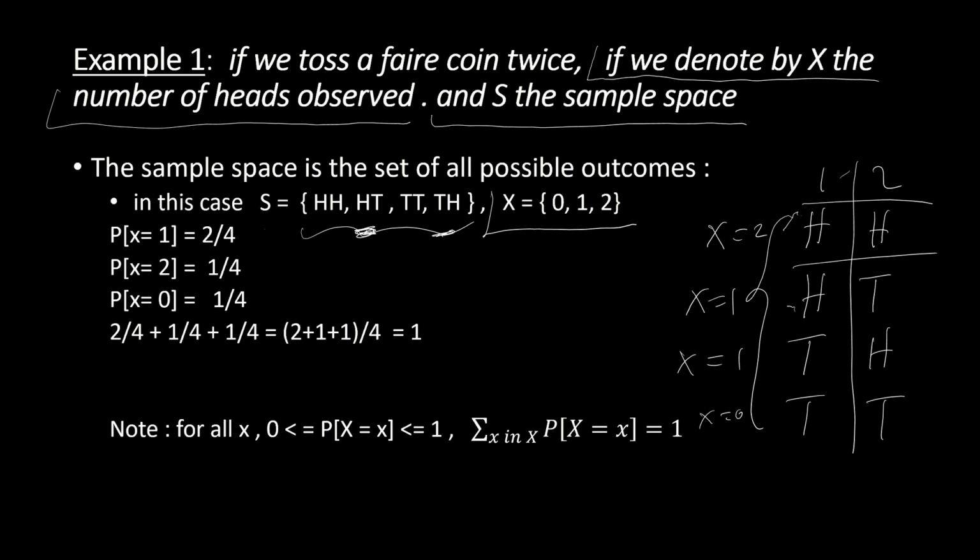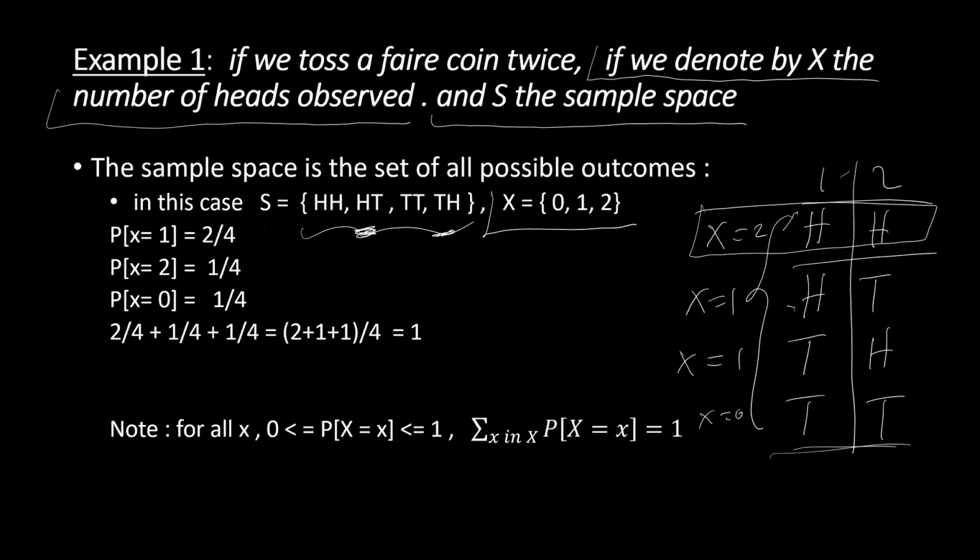You do the same thing. What's the probability of getting 2 heads? You can only get 2 heads in one way, so we have 1 over 4. The probability of getting 0 heads is, in this case, you don't get any head, so it's going to be 1 over 4, right?